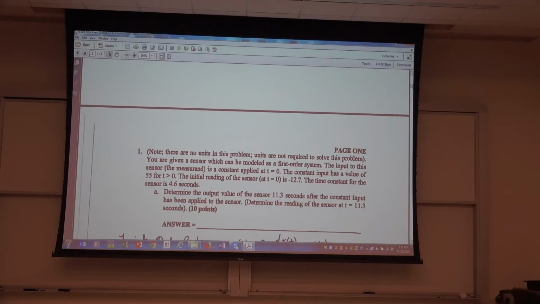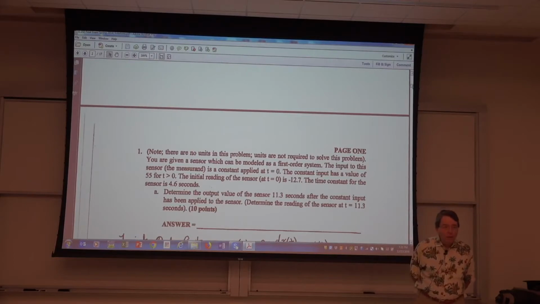All right, so you're given a sensor, which can be modeled as a first-order sensor. And the input to this sensor is applied at t equals 0. And I say that it's a constant input, and it has a value of 55 for t greater than 0. And now the initial reading of the sensor is minus 12.7. The time constant is given as 4.6 seconds.